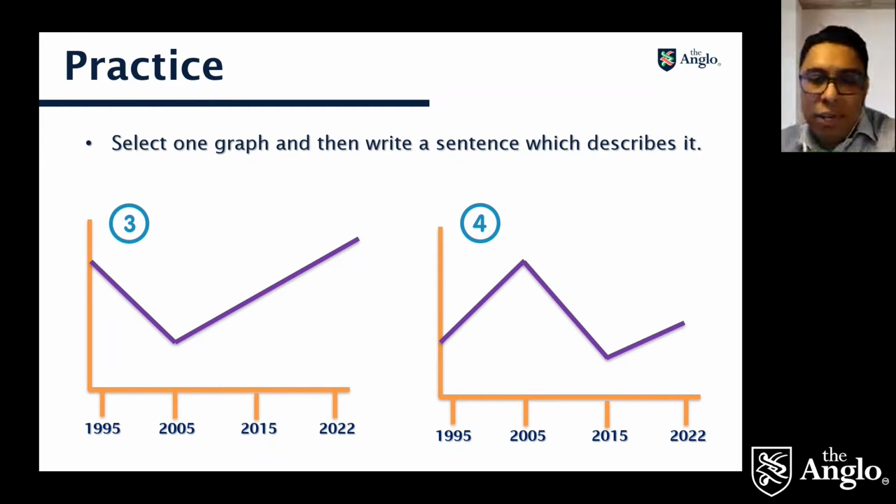Obviously, you can invent. You can say that this is car sales or sales of computers. Invent the information that you need. What I'm interested in is obviously the verbs, or if you're using an adjective or an adverb like steadily, etc. That's what I'm interested in, okay? So choose one, number 3 or number 4, and write a sentence that describes that graph, please.